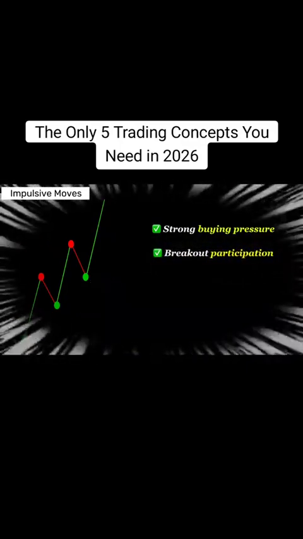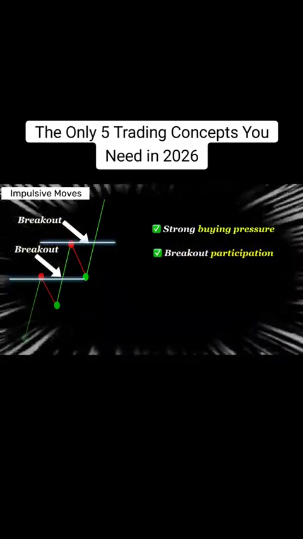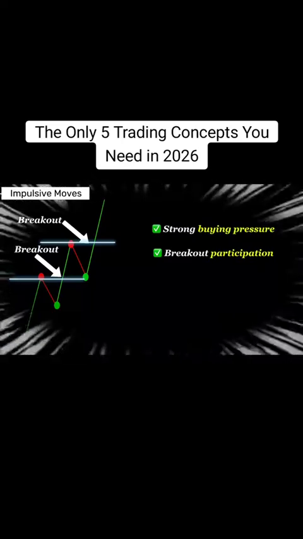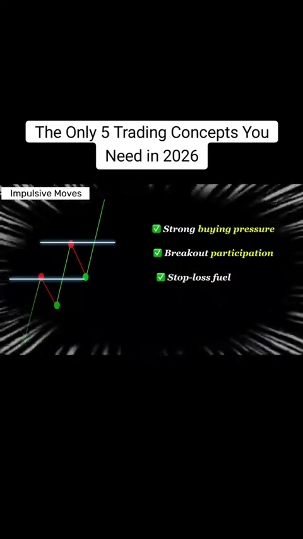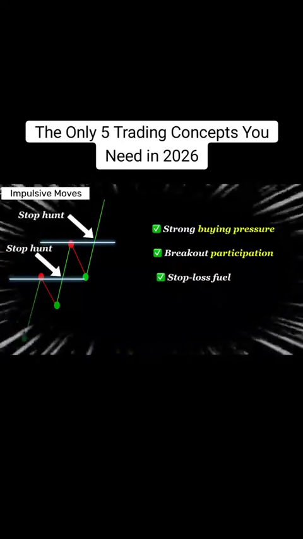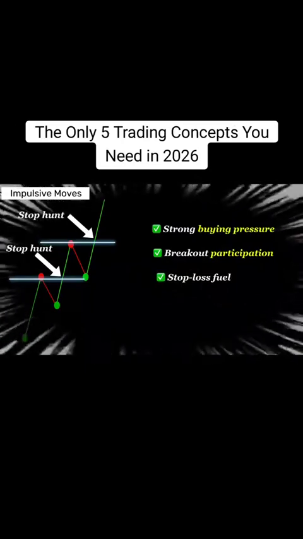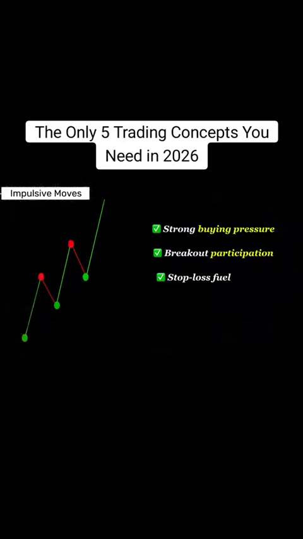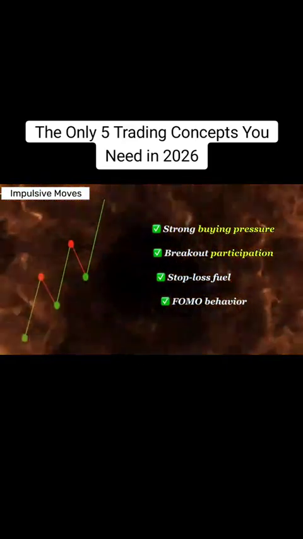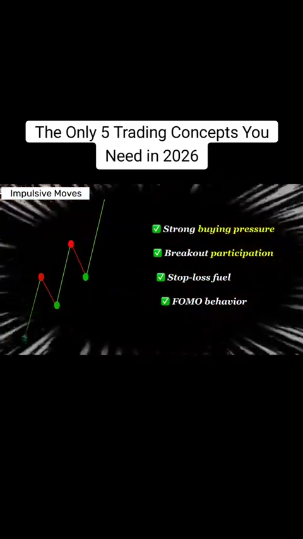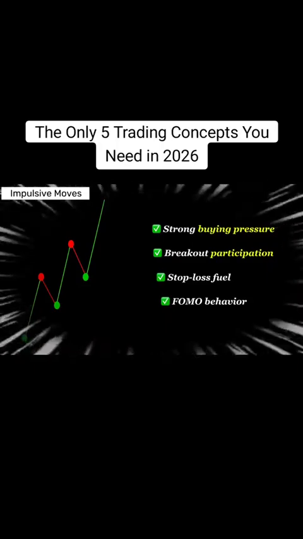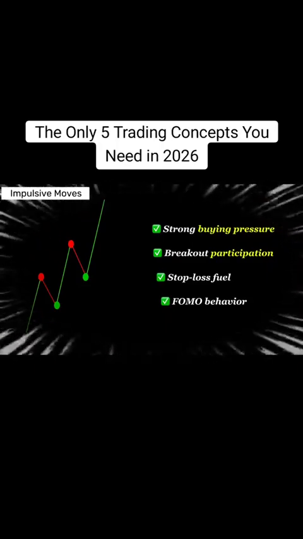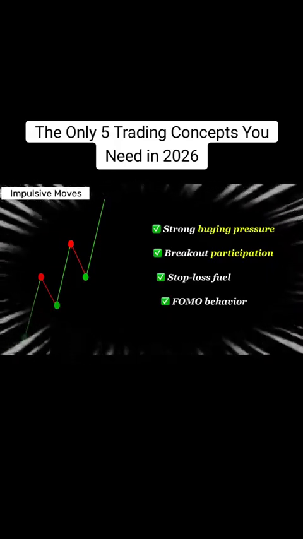Breakout participation. As price breaks above previous highs, many traders see confirmation of strength and enter expecting continuation. Stop-loss fuel. Traders who were short against the trend get stopped out. Since closing a short position requires buying, this adds extra upward pressure. FOMO behavior. When price accelerates, emotional traders rush in out of fear of missing the move, amplifying momentum even further. This combination is why impulsive moves often look fast, clean, and powerful.